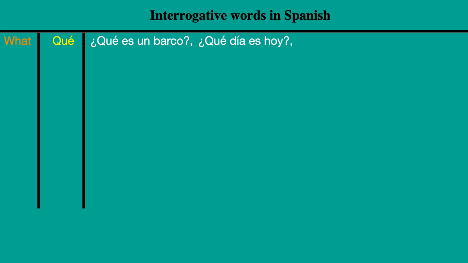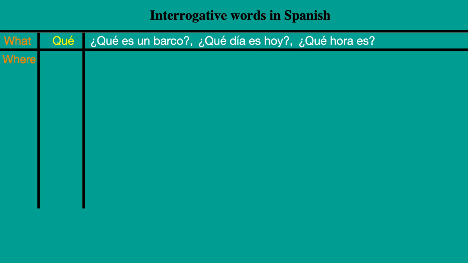¿Qué día es hoy? So what day is today? Qué is the question, día is the day, es hoy, today. ¿Qué día es hoy? ¿Qué hora es? What time is it? Qué is the question, hora is time, and es is the verb to be. ¿Qué hora es? So what time is it?